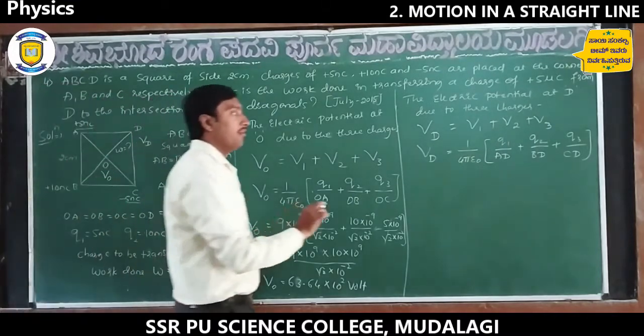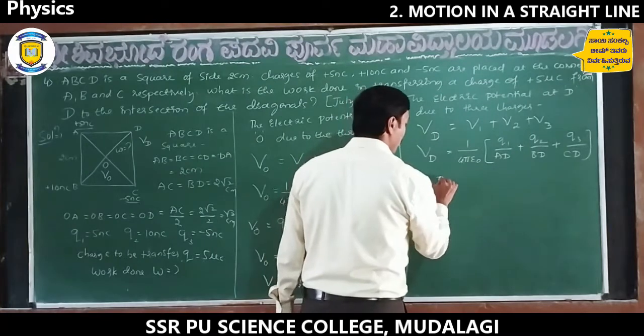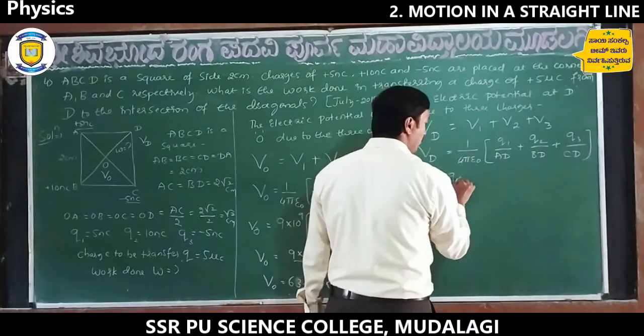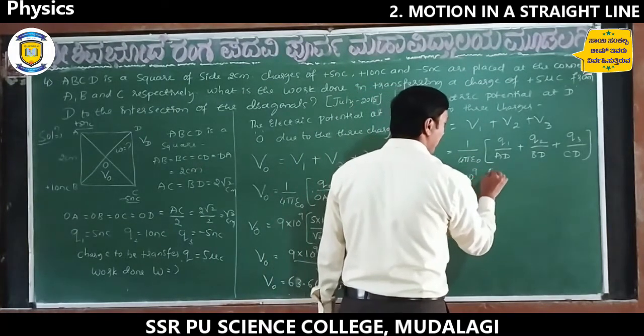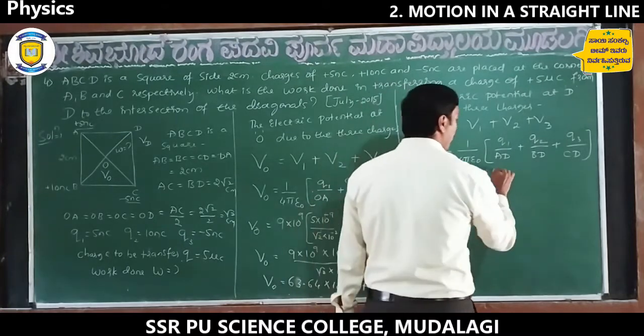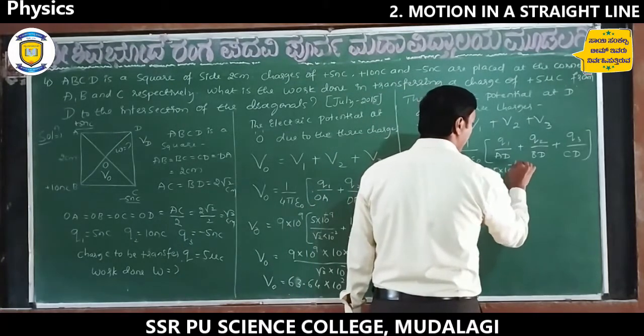Correct? Next, substitute the values. V_D is equal to 9 into 10 raised to 9. Next one, Q1 is 5 into 10 raised to minus 9.